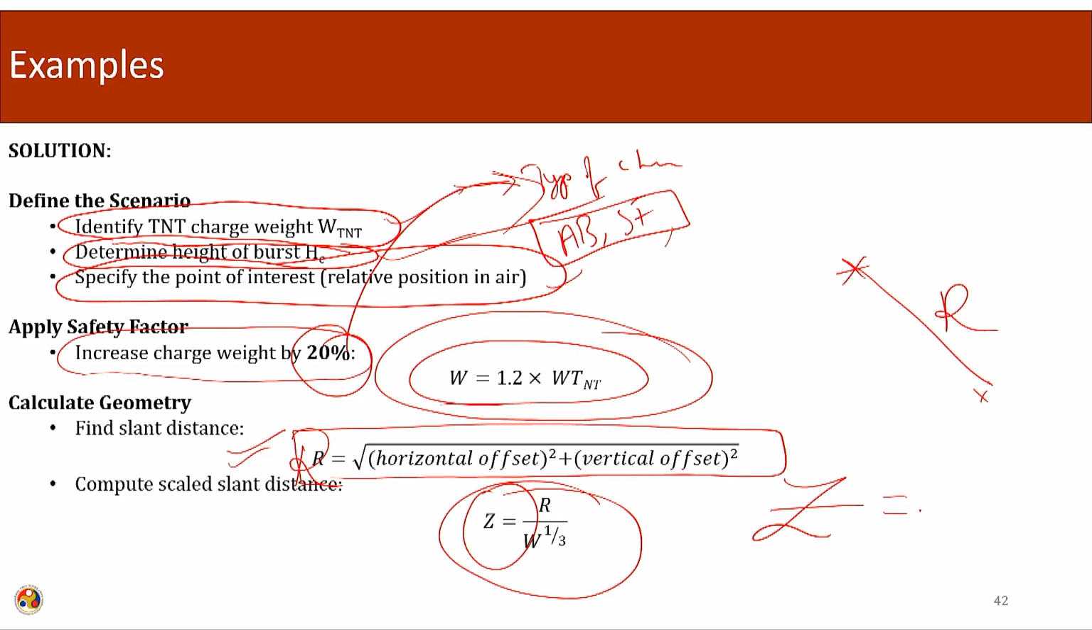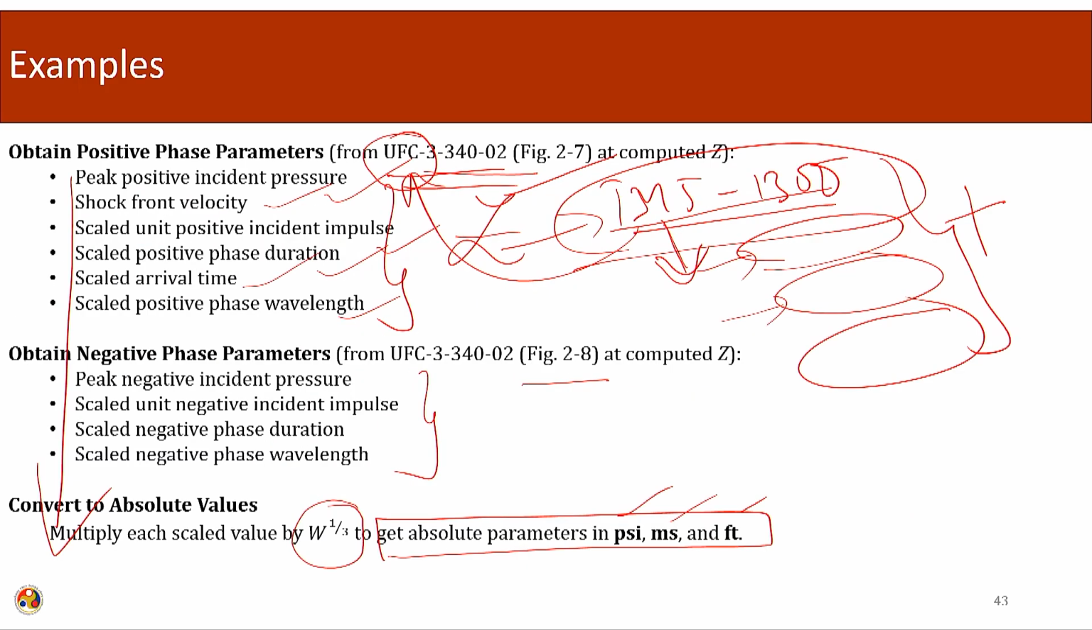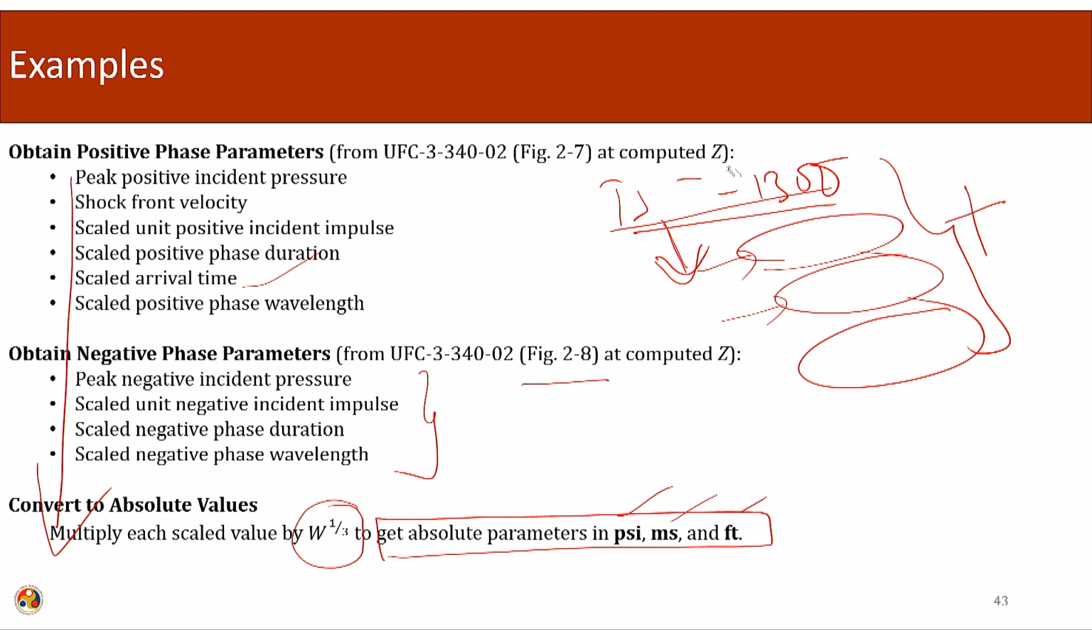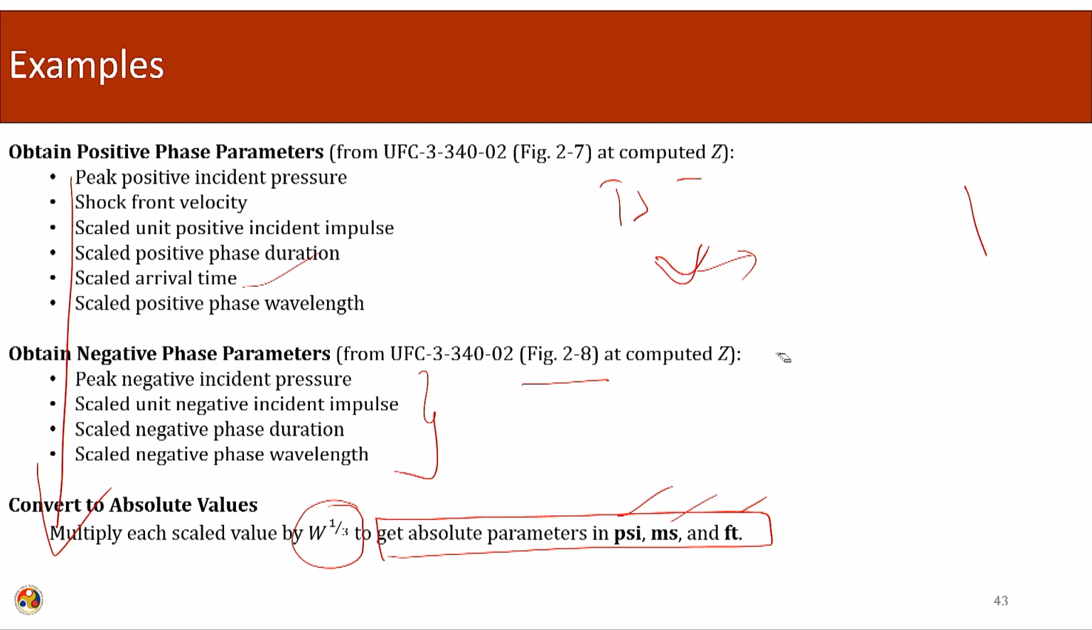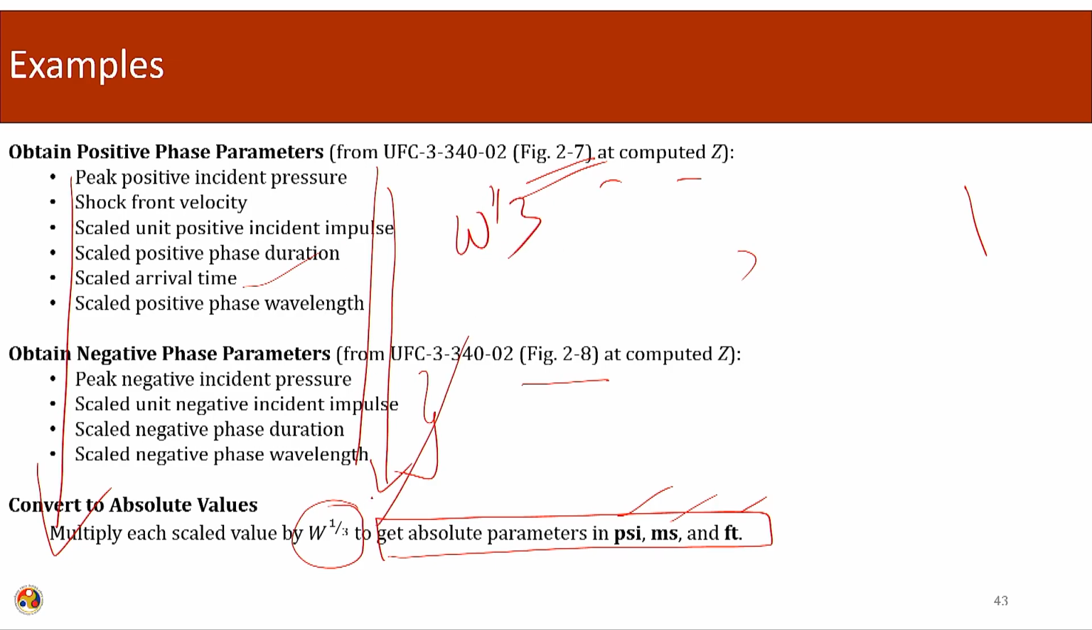Once we have Z, we will use the UFC charts. In this particular case we can use TM5 1300 or UFC 340 charts, and using the appropriate figure for the appropriate type of blast considered, we can calculate all the different parameters. All these parameters are in terms of scaled numbers, so we will have to multiply them by the cube root of weight to get the absolute values in the respective units. This is the normal procedure that we will follow.